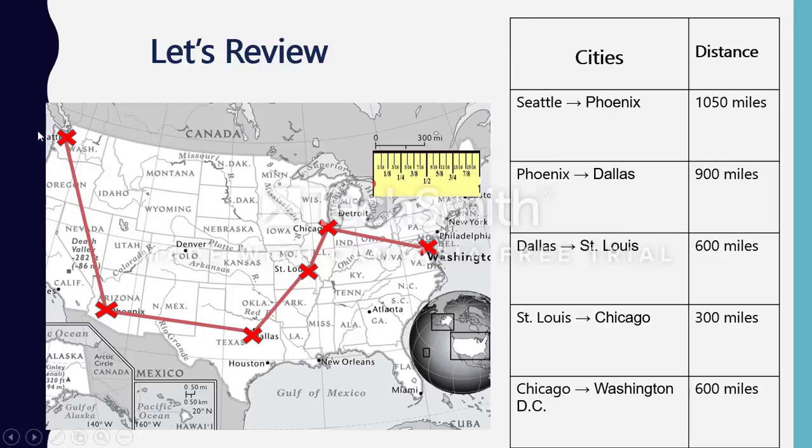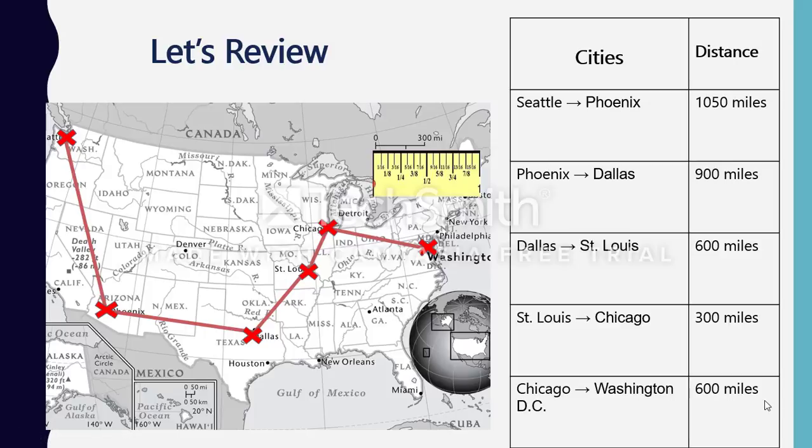So the first leg, Seattle to Phoenix, was 1,050 miles. The second leg from Phoenix to Dallas was 900 miles. The third leg from Dallas to St. Louis, 600 miles. And that short trip again from St. Louis to Chicago was only 300 miles. And the final leg from Chicago to Washington, D.C. was 600 miles.